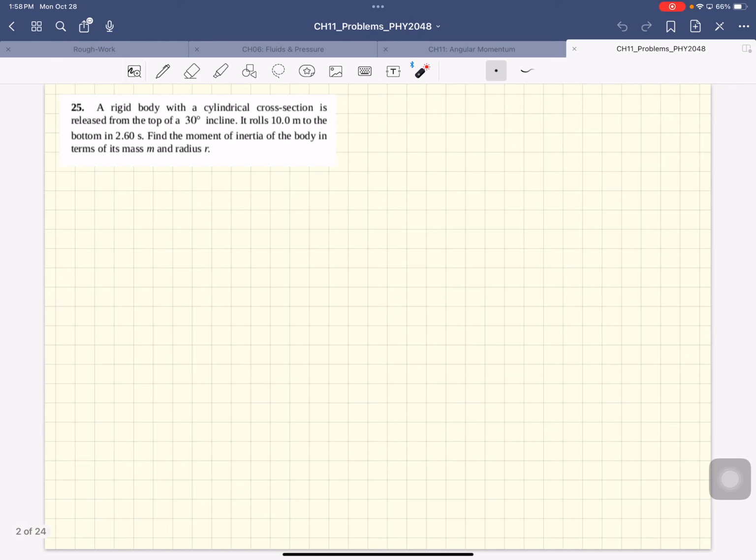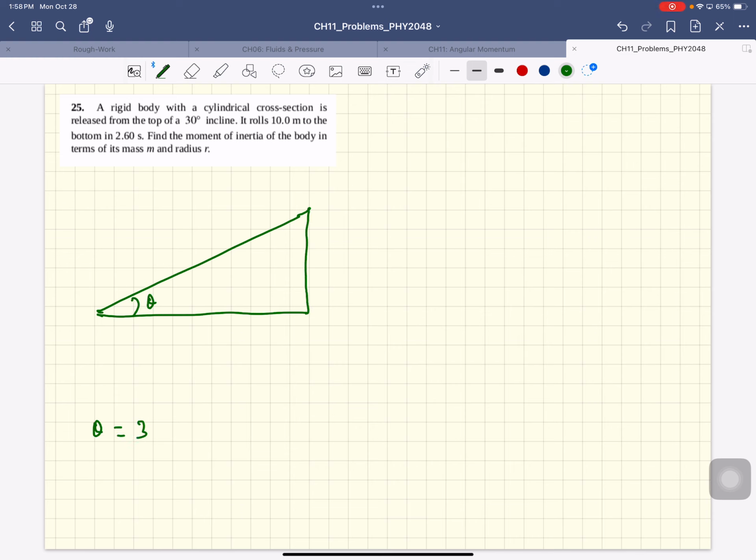Okay, so this problem says a rigid body with a cylindrical cross-section is released from the top of a 30-degree incline. It rolls 10 meters to the bottom in 2.6 seconds. Find the moment of inertia of the body in terms of its mass and radius. So the angle of the incline is 30 degrees.